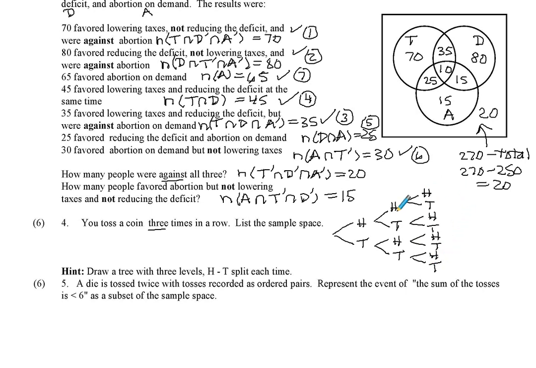And then to get the different outcomes, you just follow the branches down to the end. So here we've got heads, heads, heads. That's first, second, and third toss here. So we can represent that as HHH. Heads on the first, heads on the second, tails on the third, so HHT. Heads, tails, heads.